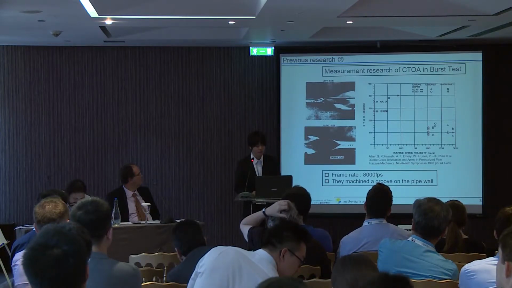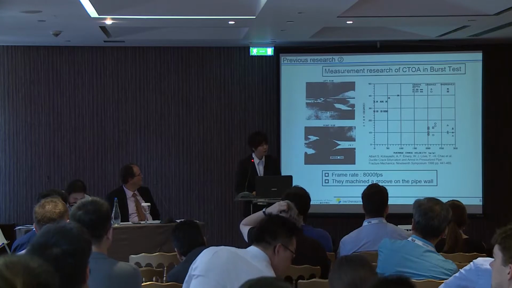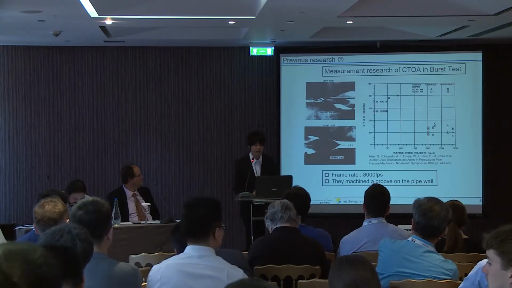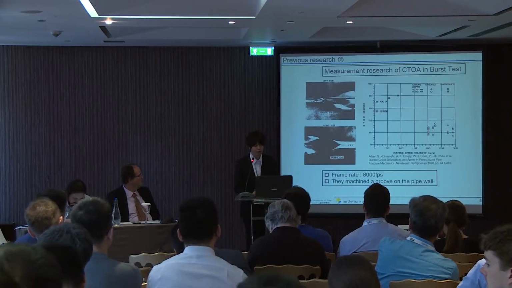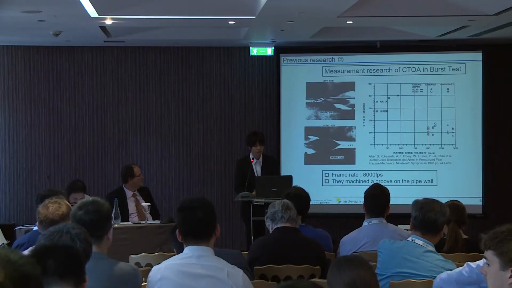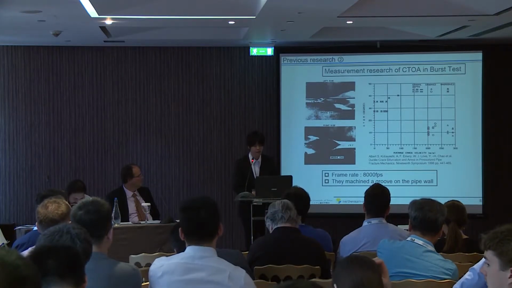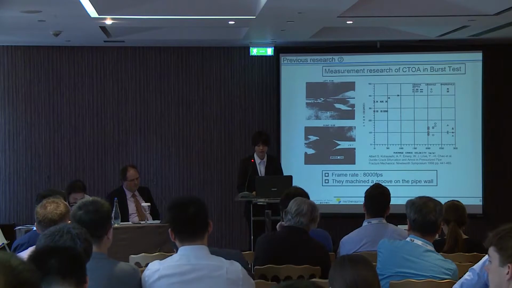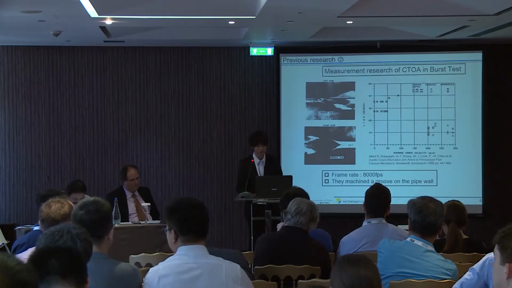And the experiment method is not common. Frame rate was 8,000 frames per second, and they machined a groove on the pipe wall. It was presumed that the CTOA resistance value might change depending on whether the crack propagates along the groove or not.